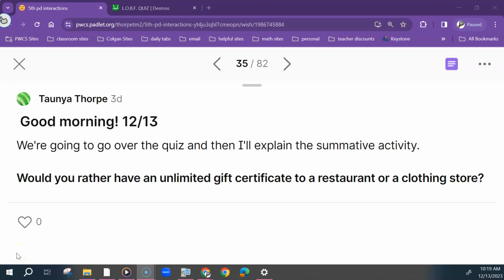Did anyone do this in the calculator? A couple of us. Okay, so I'm going to show you on Desmos and then in the calculator. That way you see both.